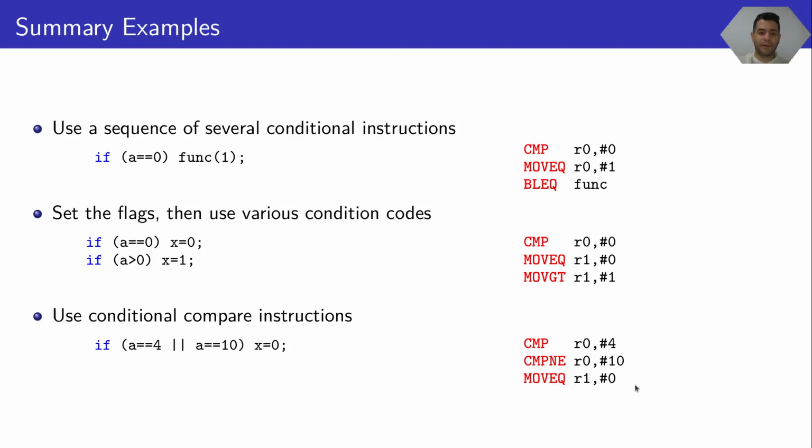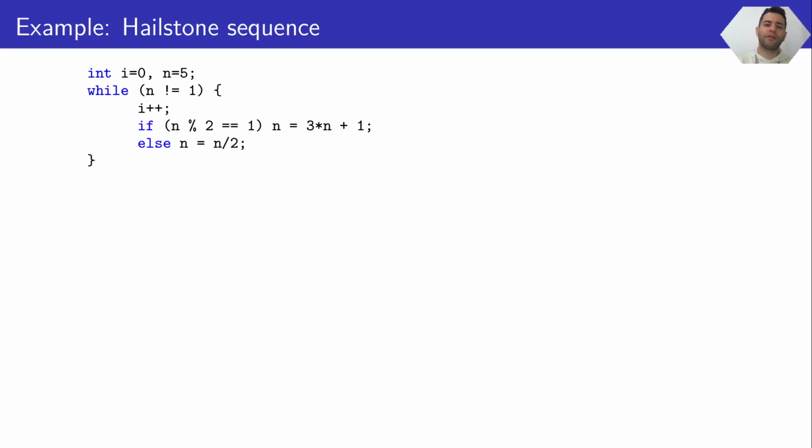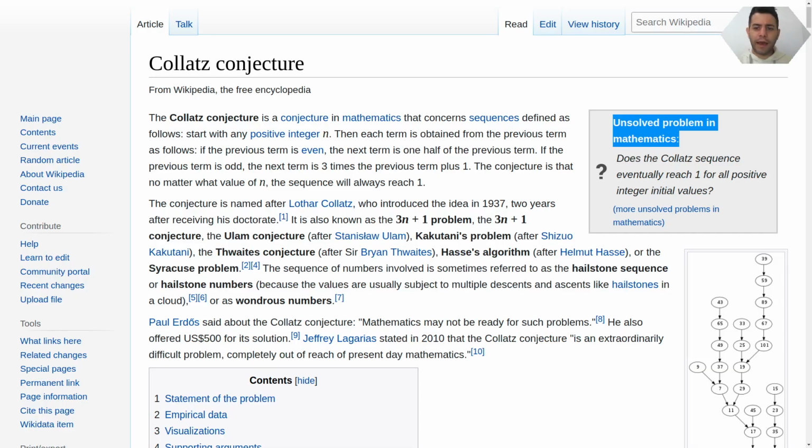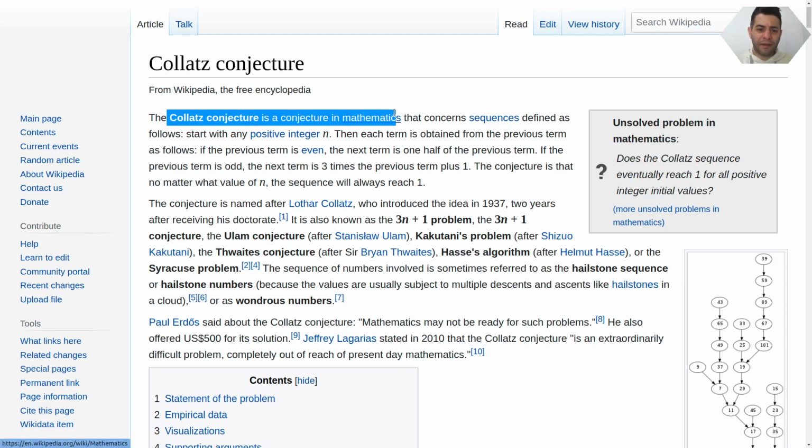Have you ever heard about the Collatz conjecture? Let's have a look at the Wikipedia page. Okay, it is a conjecture in math that concerns a sequence defined as follows.